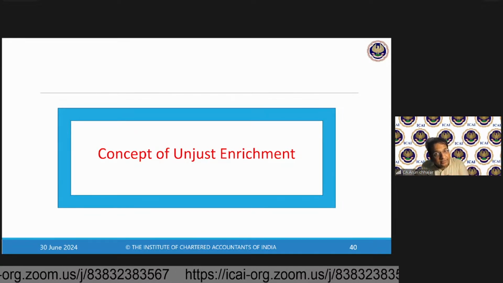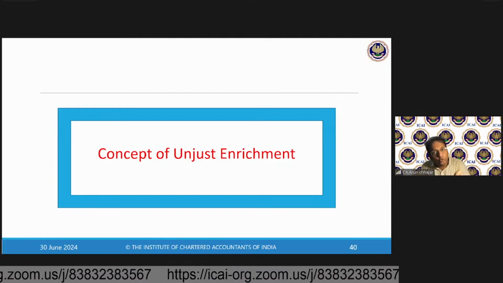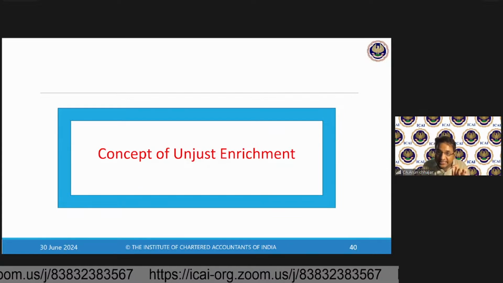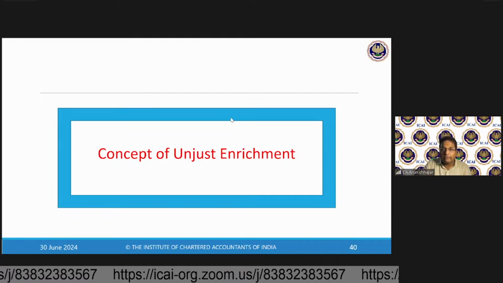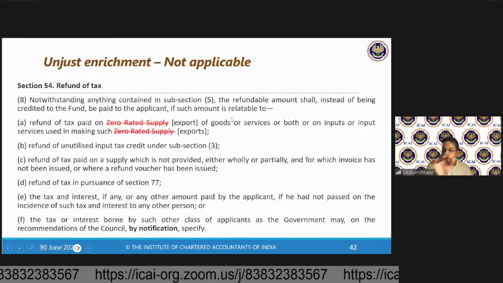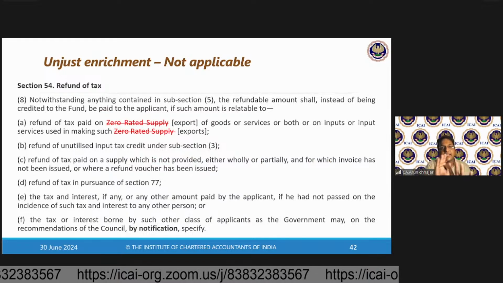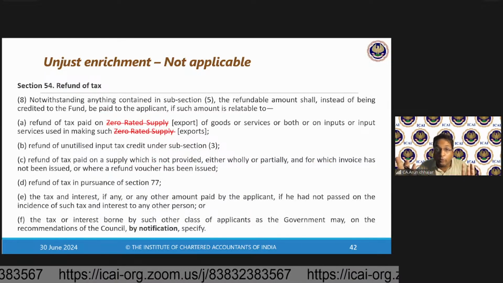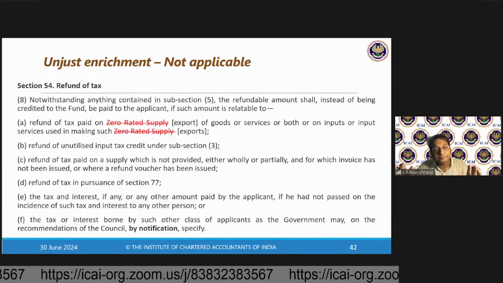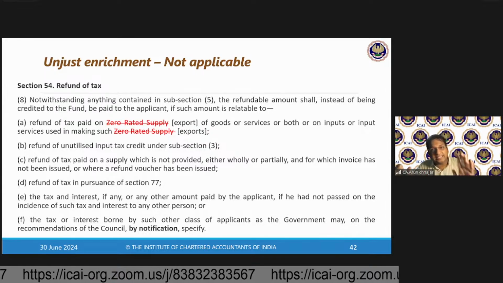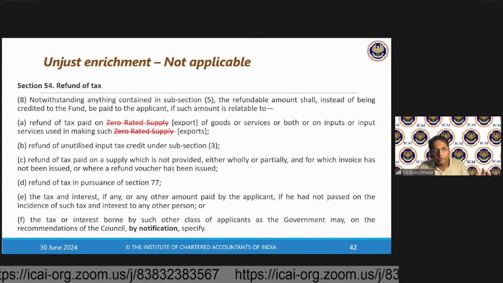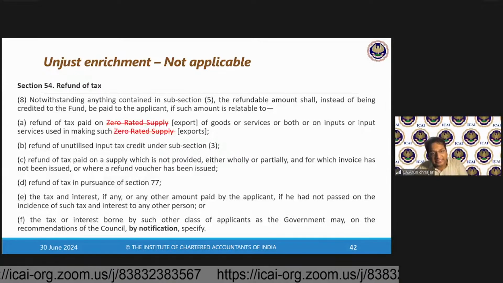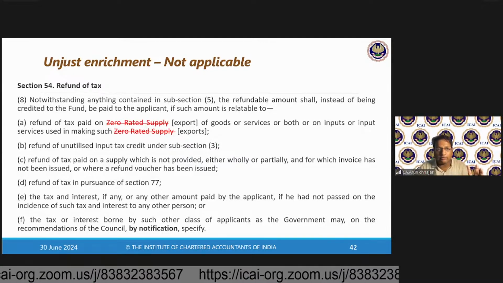So they are saying if the refund amount is more than 2 lakh rupees, then you need to provide the CA certificate to prove that there is no unjust enrichment. However, in certain cases, 54.8 is covering certain transactions in which there is no requirement of proving that you are unjustly enriched. No requirement of proof. Like if I'm exporting, then there is no requirement to provide the proof. Like ITC, no requirement. Section 77, no requirement.